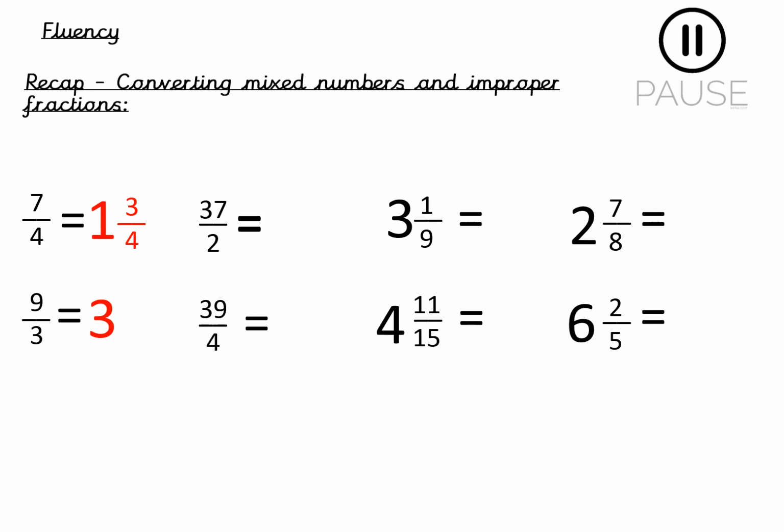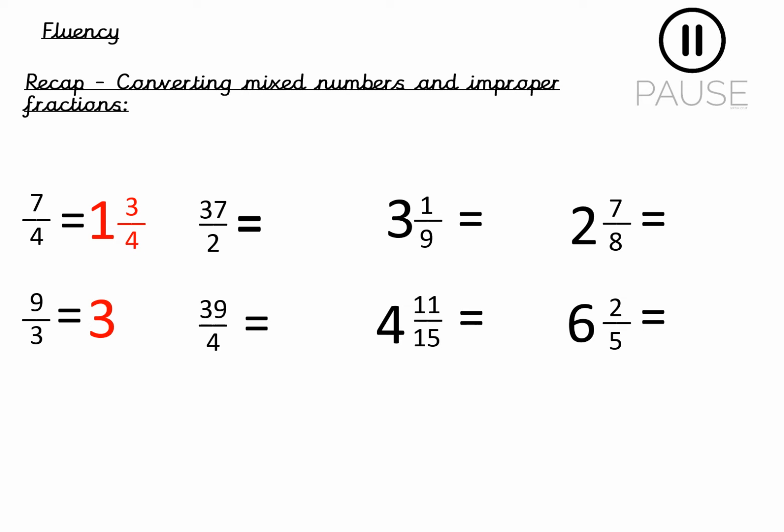For the bottom one, how many times can 3 go into 9? It goes into it 3 times. There's no remainders, so there's no fraction there. So it's just 3 whole ones. Okay? Because 3 thirds is 1 whole one. Another 3 thirds is 2 whole ones. And another 3 thirds is 3 whole ones. And that's what you've got there.